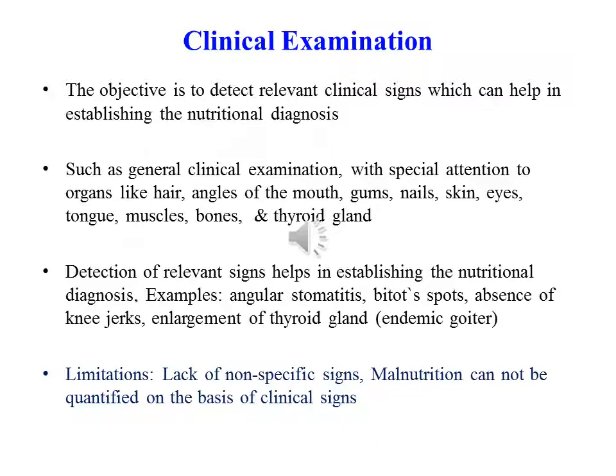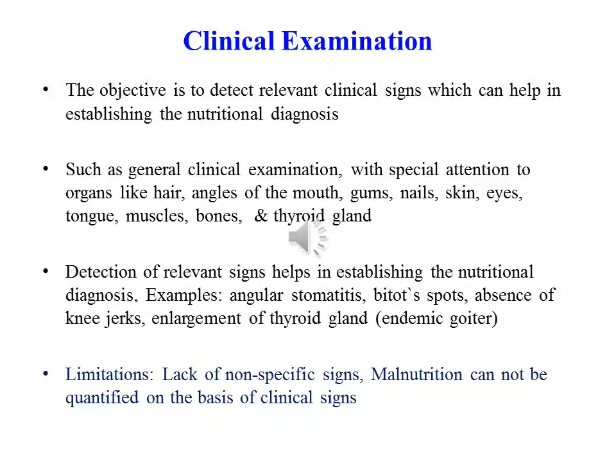So the detection of relevant signs helps in establishing the nutritional diagnosis, such as angular stomatitis, Bitot spots, which occur in vitamin A deficiency, angular stomatitis, which occurs in vitamin B deficiency, absence of knee jerks, which occurs in B12 deficiency, enlargement of thyroid gland, which occurs due to iodine deficiency, which is also known as endemic goiter. However, there are certain limitations to each method.